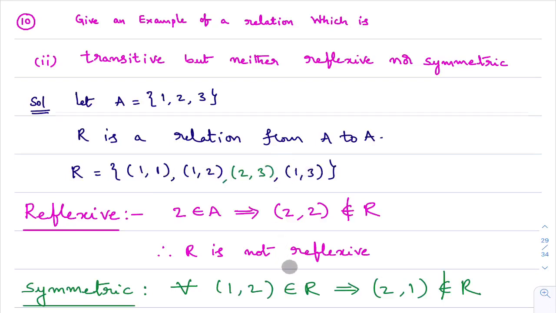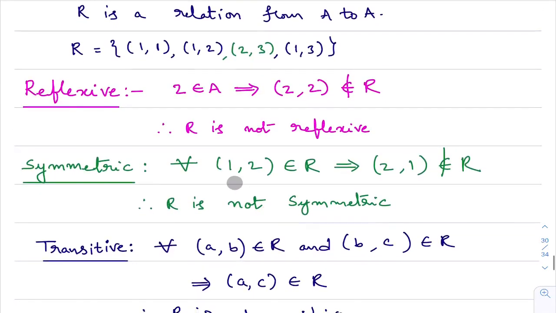See here, what is the definition of symmetric property? For every ordered pair A comma B in the relation, the ordered pair B comma A must be present in the same relation. Here 1 comma 2 is there in this relation. 2 comma 1 does not belong to this relation. That's why I can say that this relation is not symmetric.